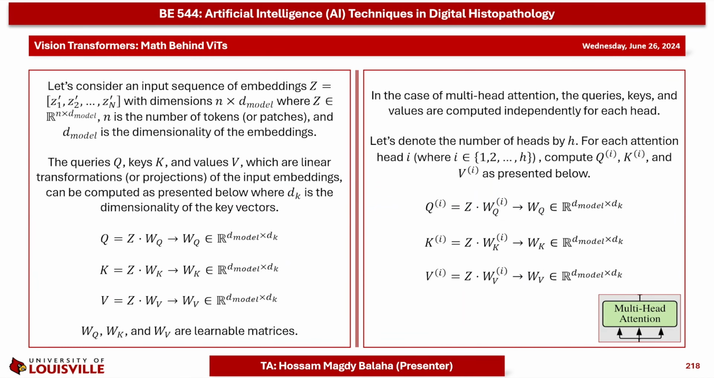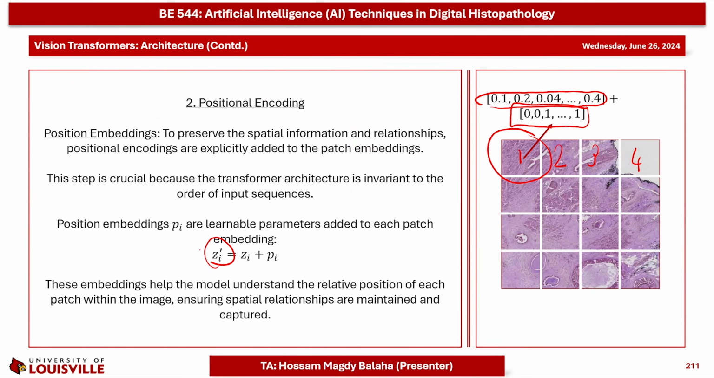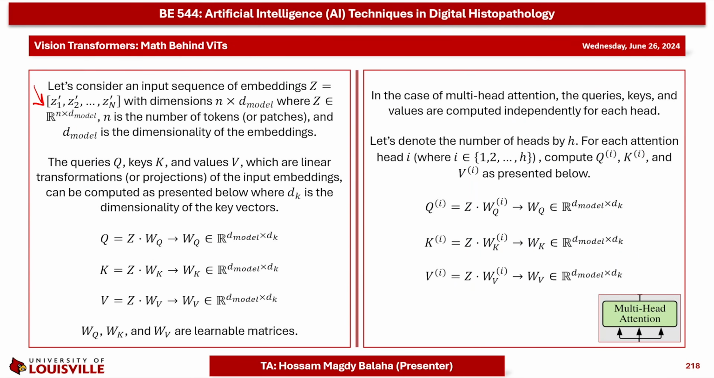To go deeper in understanding the vision transformers, we can talk mathematically. So let's consider an input sequence of embeddings Z with the vectors Z1 bar, Z2 bar, until we reach Zn bar. And Z1 bar, as seen here, is the patch added to the position. The dimension of Z will be N multiplied by D model, where N is the number of tokens or patches and D model is the dimensionality of the embeddings. So we can say the size of the embedding of each token or patch is, for example, 100 or 1000.